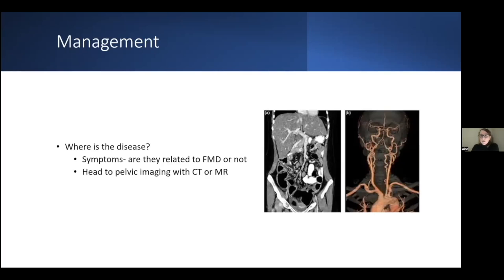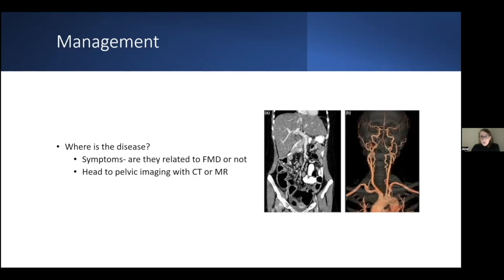So first of all, where is the disease? So it's important to note whether the symptoms are related to FMD or not. So for instance, if someone reports pulsatile tinnitus, then it's important to look at the cerebral vessels in detail and ensure that they have no cerebral manifestations of the FMD. If they don't, and they're still complaining of symptoms relating to a certain arterial bed, that may mean that you need further investigations or referral to a different specialty.